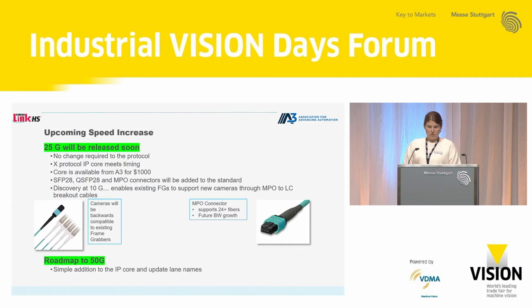What's coming next? Currently the working group is defining the 50G speed grade, and the goal is only to define minor changes in the IP core, since 50G can be achieved by multiplexing of virtual channels. To summarize, CLHS offers a road to continue to higher bandwidth with minor tweaks of its protocol and IP core, and it's designed for the needs of machine vision today and tomorrow.